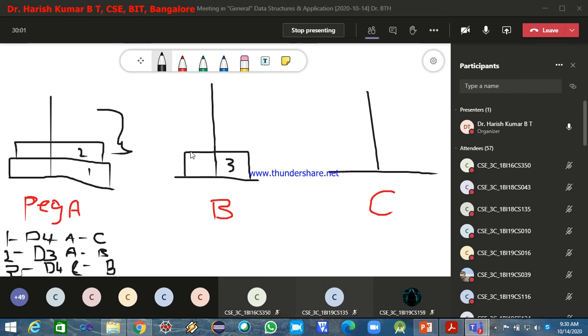So now this 4 here. Okay, next, see, n minus 1 I have to shift to B. 2 to C. So in the next move. Okay, I don't know why this is. It happens sometimes like this.